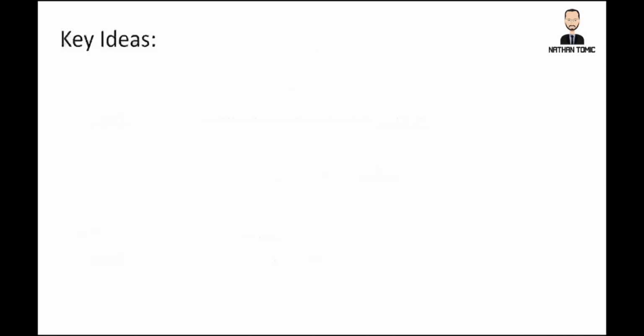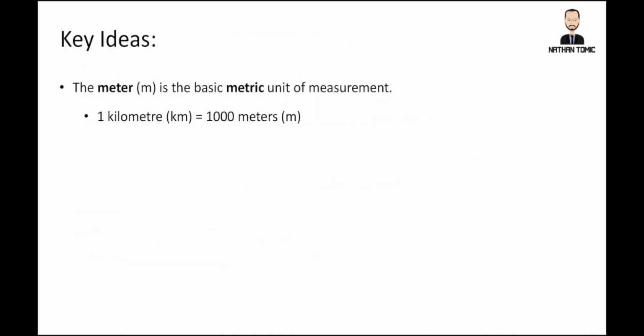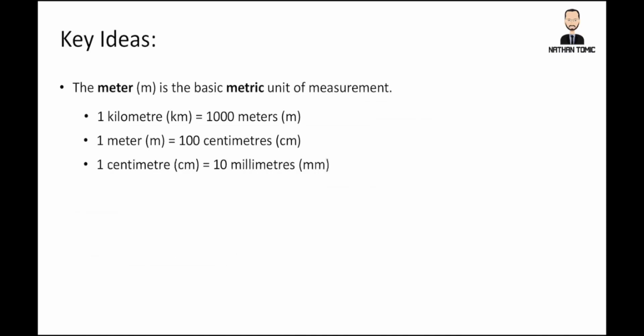The key ideas today are that the meter, which we represent with the m, is the basic metric unit of measurement. So again, this is in the metric system. So 1 kilometer, represented by km, is equal to 1,000 meters. 1 meter is equal to 100 centimeters, and 1 centimeter is equal to 10 millimeters. And these are the four basic measurement units that we'll be using.